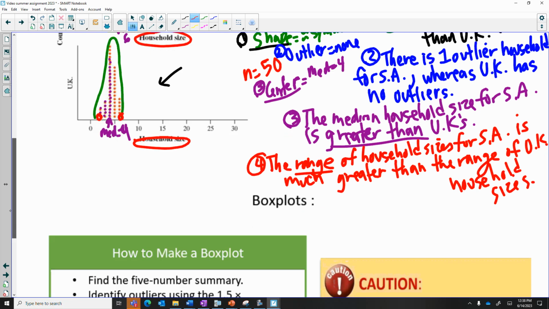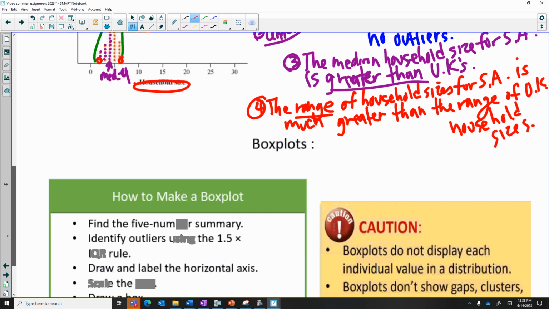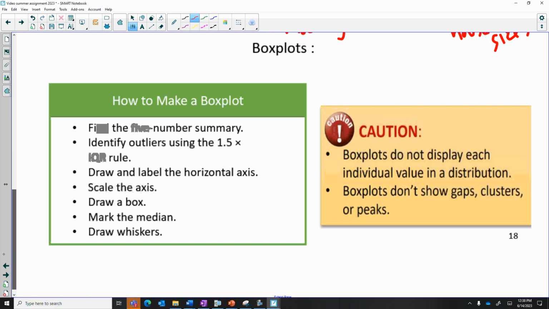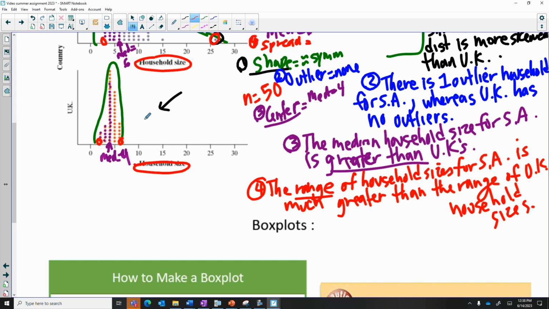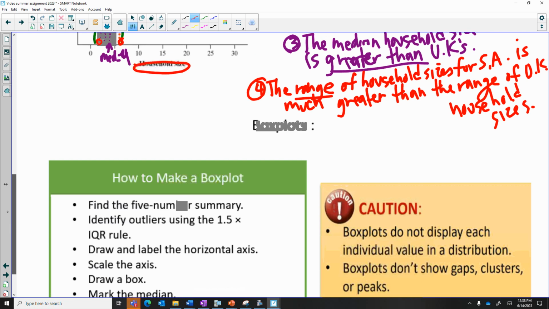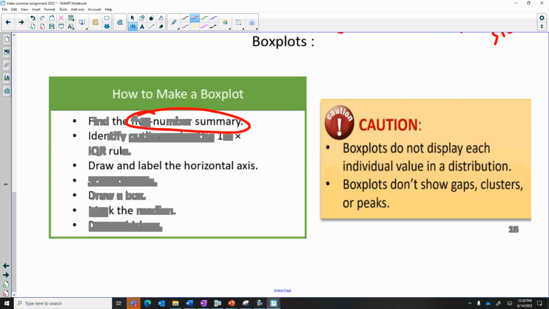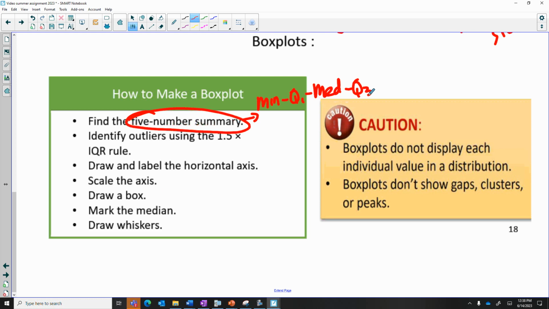Now the last graph we're going to talk about today is going to be the box plot. The box plot was last because we needed the 5-number summary in order to make a box plot. And we did address the 5-number summary up above, but I do want to write it again here for you. So the 5-number summary is made up of the minimum, Q1, median, Q3, and maximum. We need those numbers in order to make a box plot.